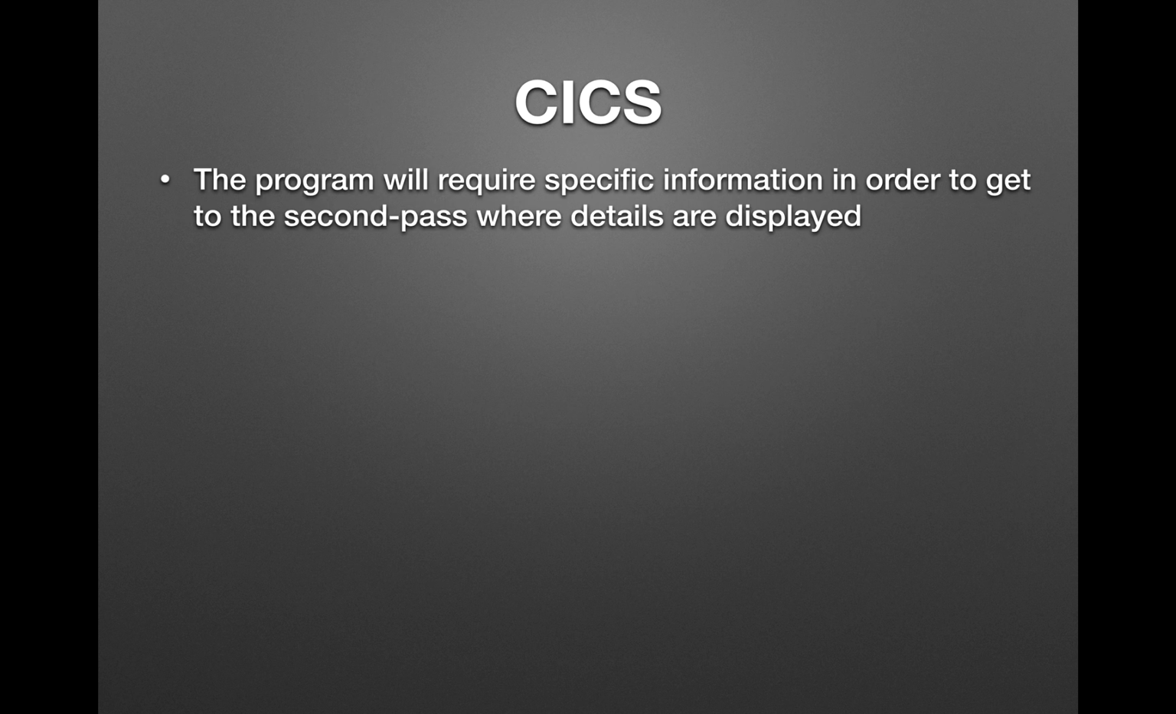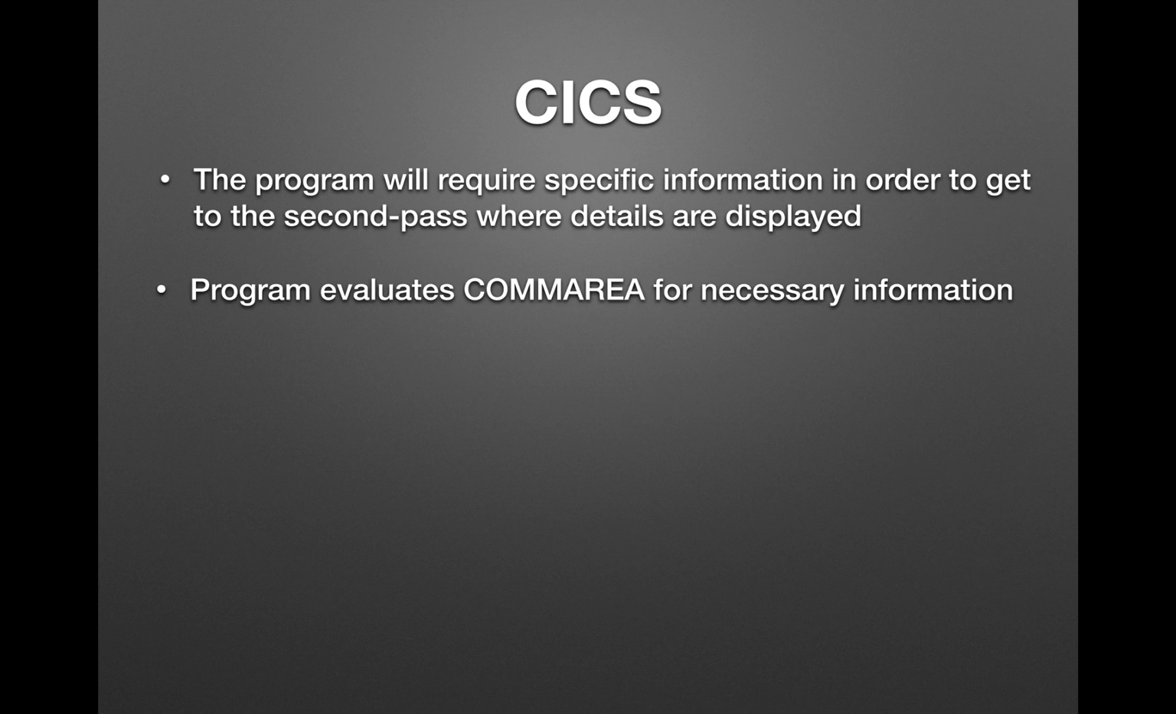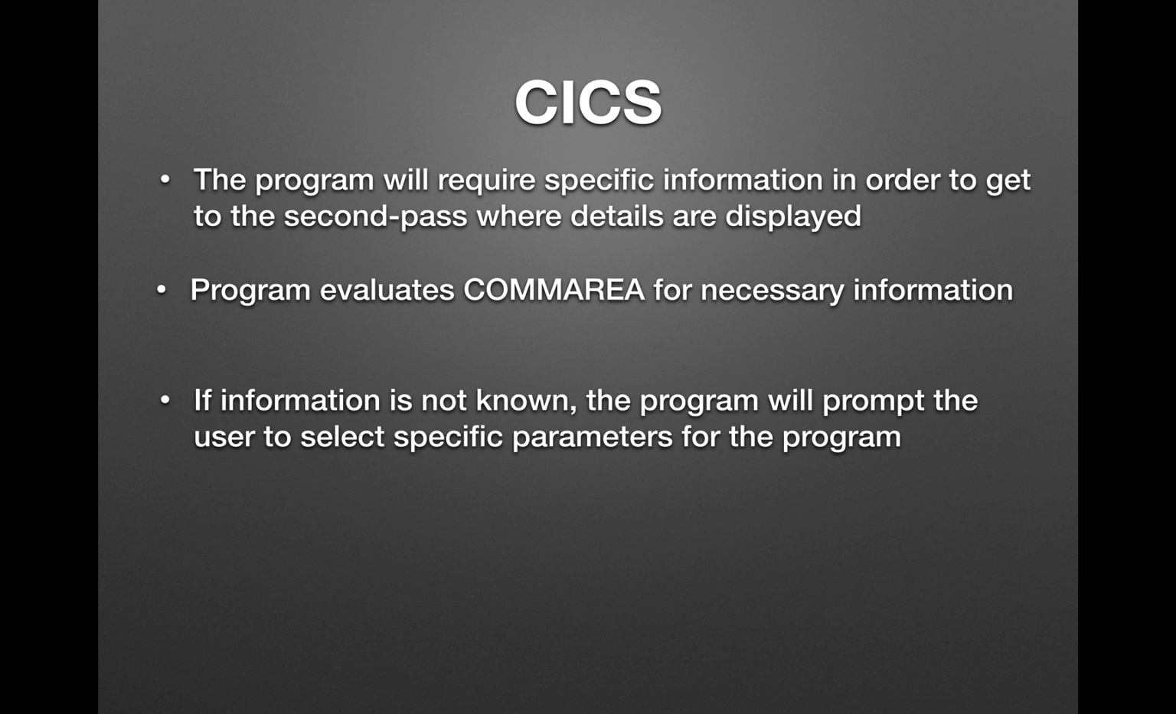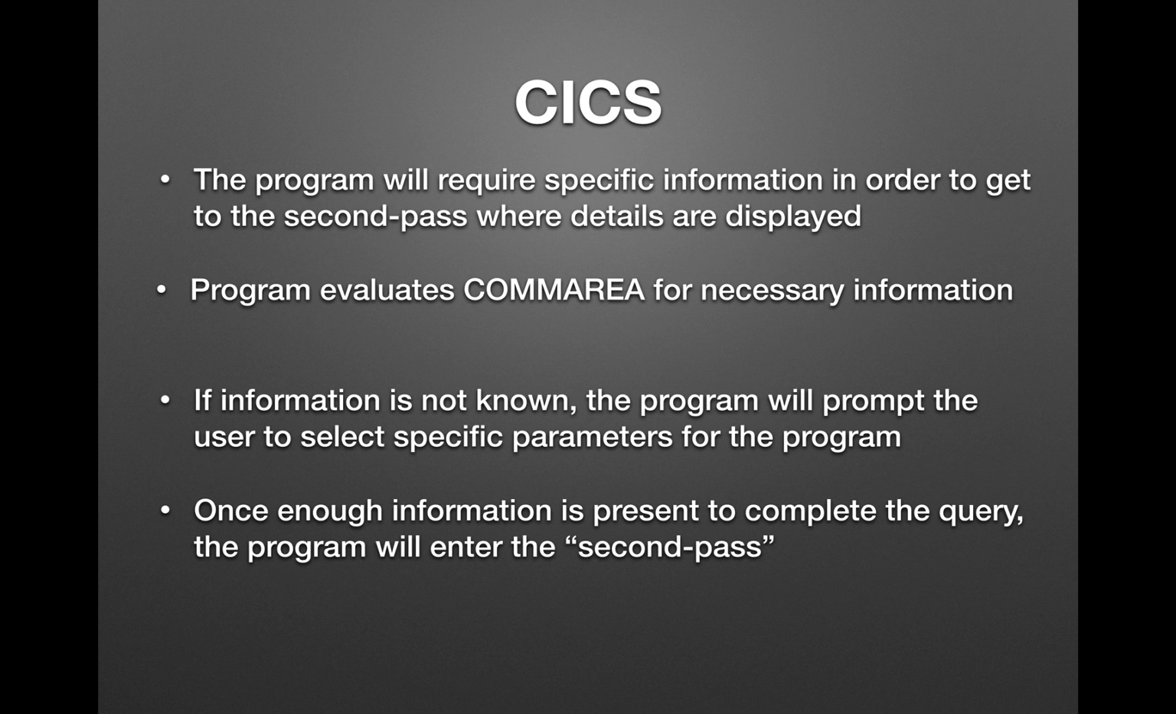When a program is started, it requires specific information in order to get to the second pass where details are displayed. The program will evaluate the COM area for necessary information. If the information is not found in the COM area, the program will then prompt the user to select specific parameters for the program. Once enough information is present to complete the query, the program will enter the second pass.